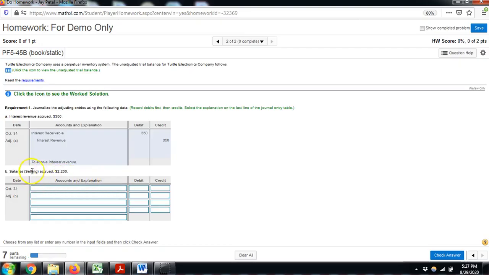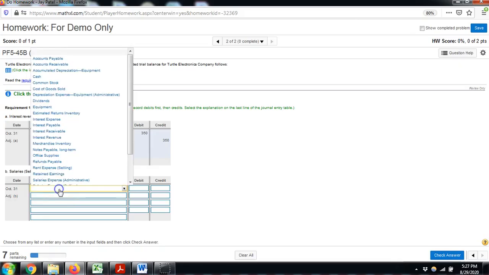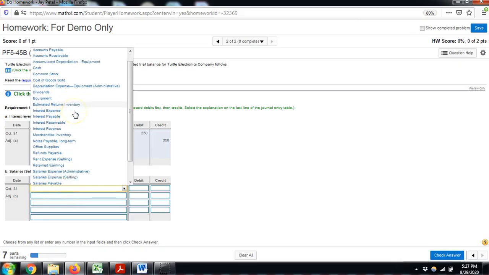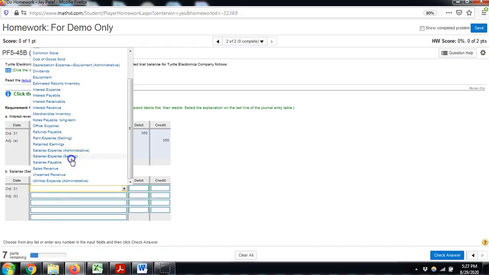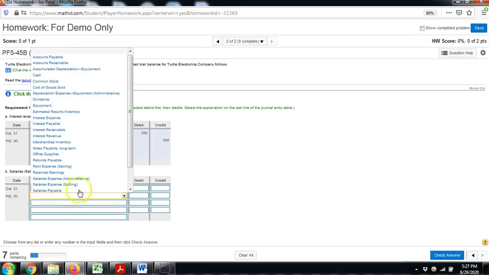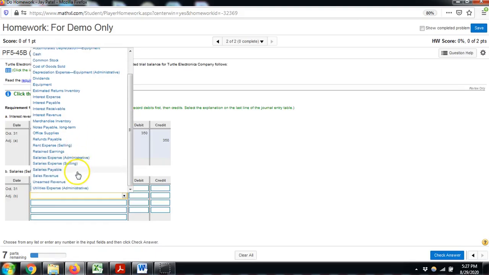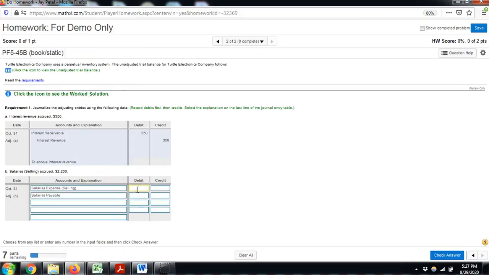Salaries, selling, meaning we're going to have different types of basically operating costs, and so it's telling us that these are selling related operating costs for salaries, and we're going to accrue $2,200 of these expenses. So we're basically going to have a salary expense selling as opposed to administrative, and we're also going to have salaries payable $2,200.